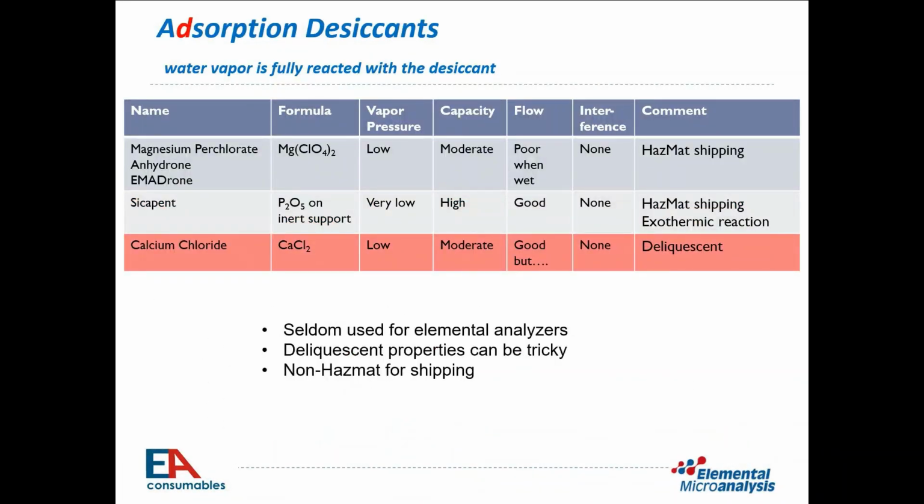I'll also mention calcium chloride, seldom used for elemental analyzers. This is primarily due to its deliquescent properties, which means that it forms a liquid when it gets wet. But due to the non-availability of Sicapent, we're looking to use this as part of a solution for the high-capacity desiccants that we need.